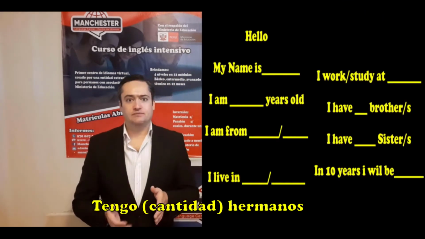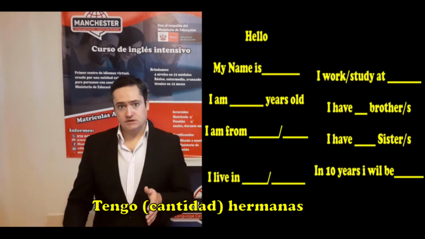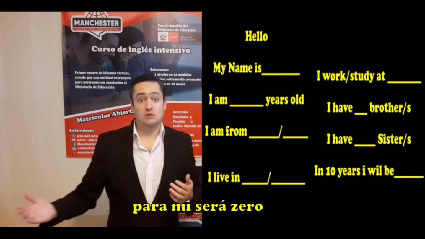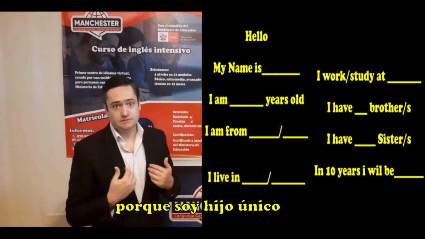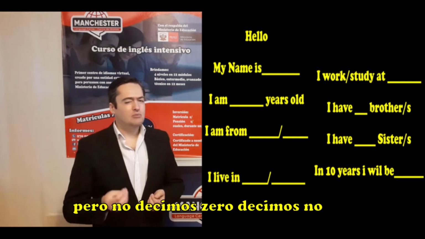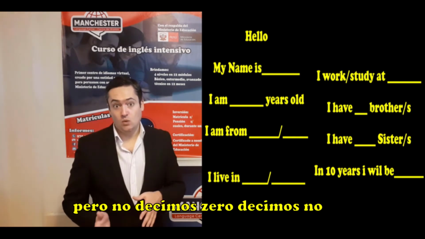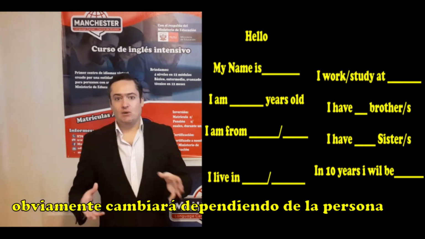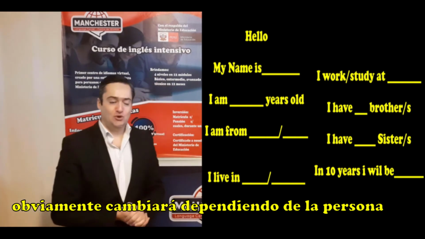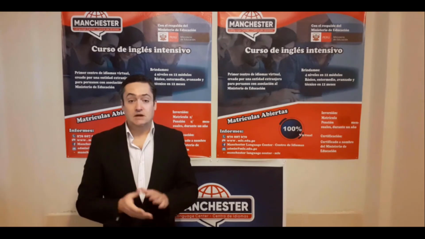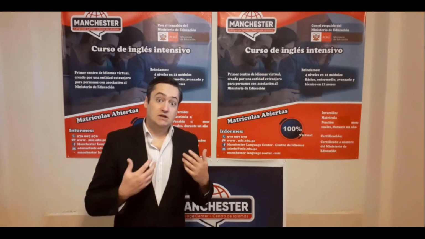So I have quantity brothers, I have quantity sisters. So for me, it would be 0, because I am an only child. So for me, it would be I have 0 brothers and 0 sisters. But we wouldn't say 0, we would say no. So I have no brothers and no sisters. However, that's going to change obviously per present. So it could be I have 4 brothers and 4 sisters. So that's obviously going to change considerably per student because everybody has different families.